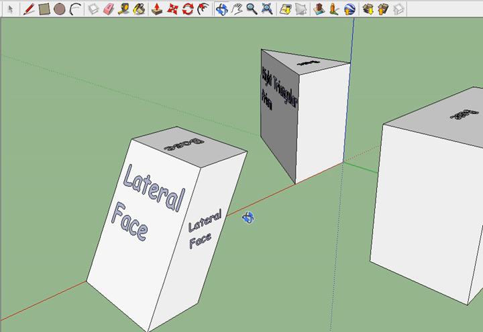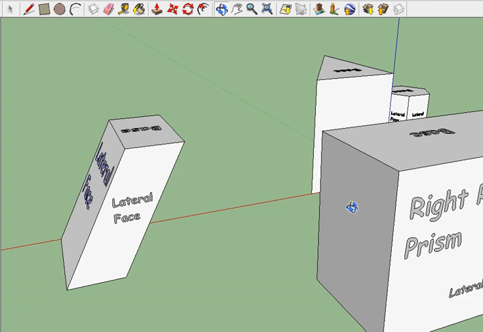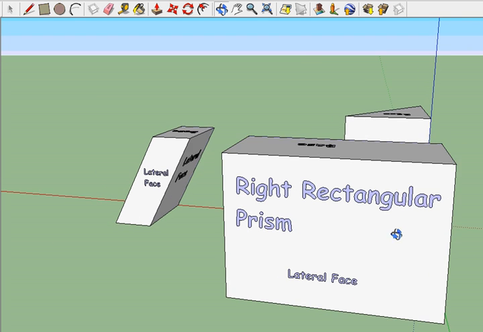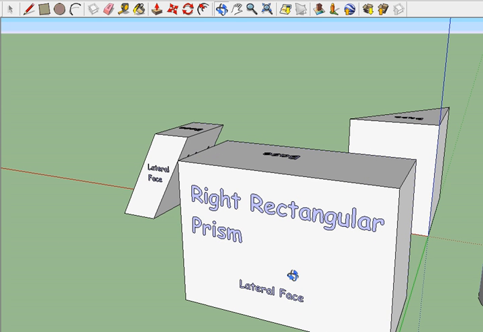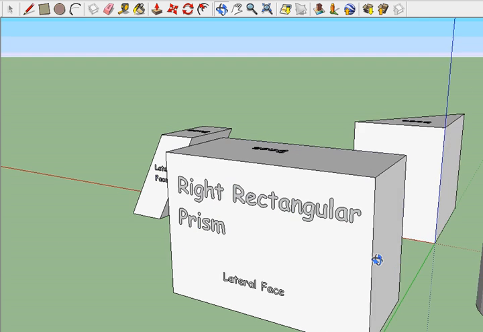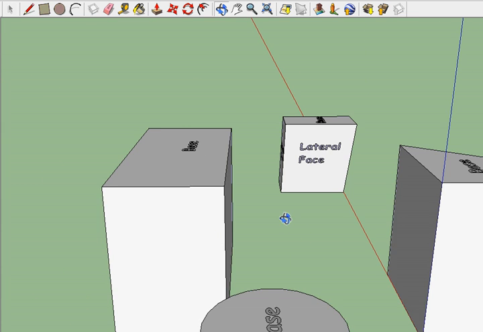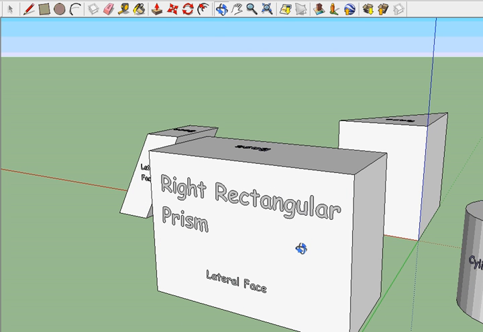Okay, so we've looked at these two. Let's look at this one. This is a right rectangular prism because the top and bottom, the bases, are rectangles, and all of the lateral faces are rectangles as well. It's straight up and down. It's a right rectangular prism.